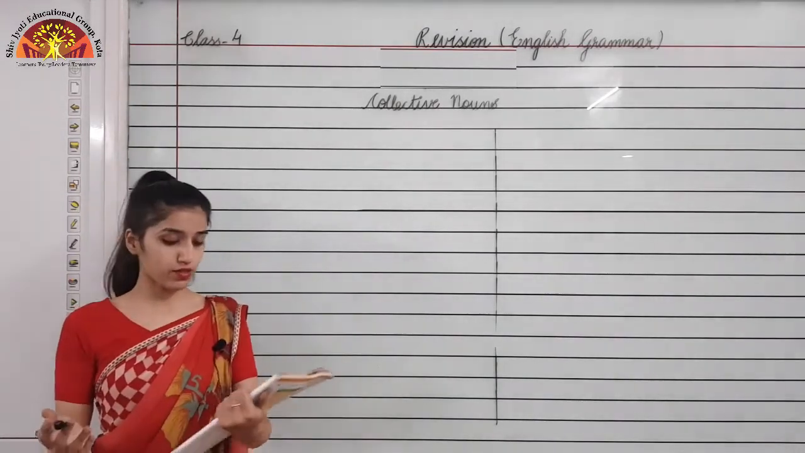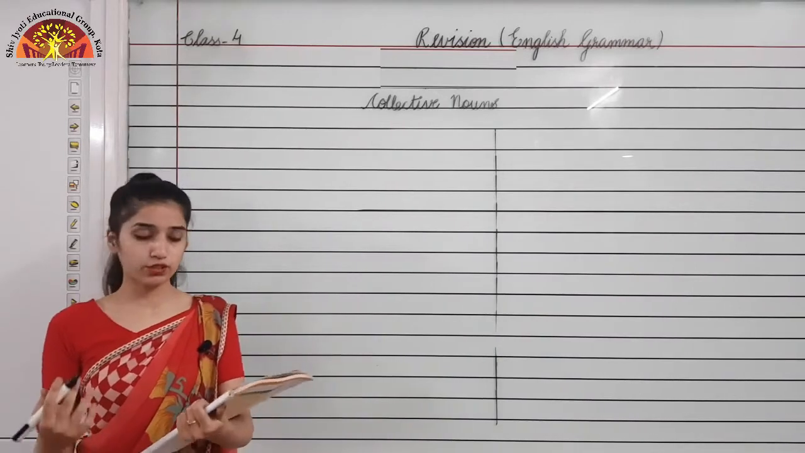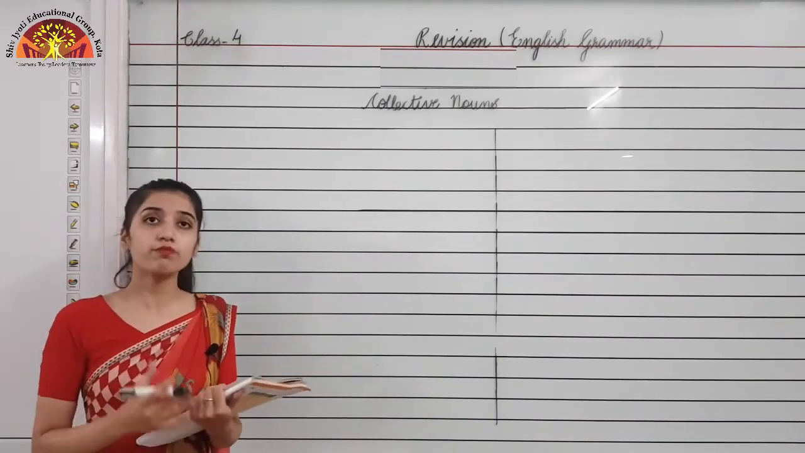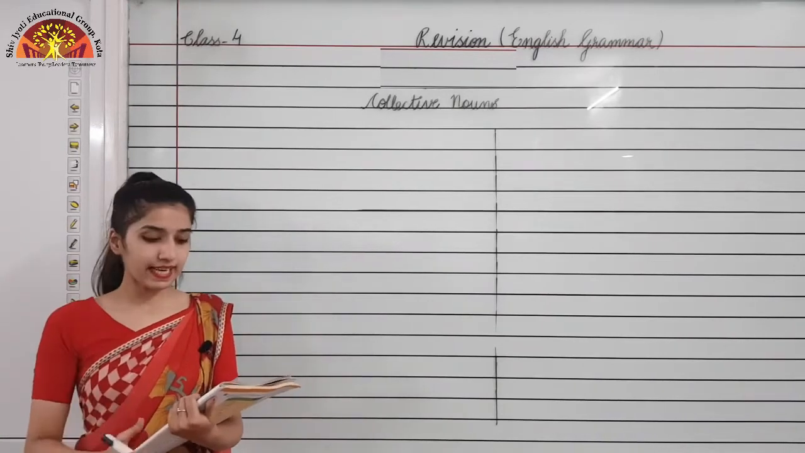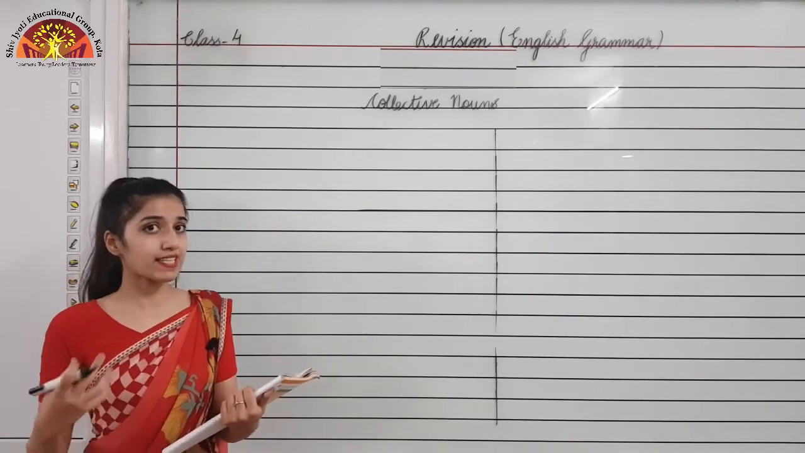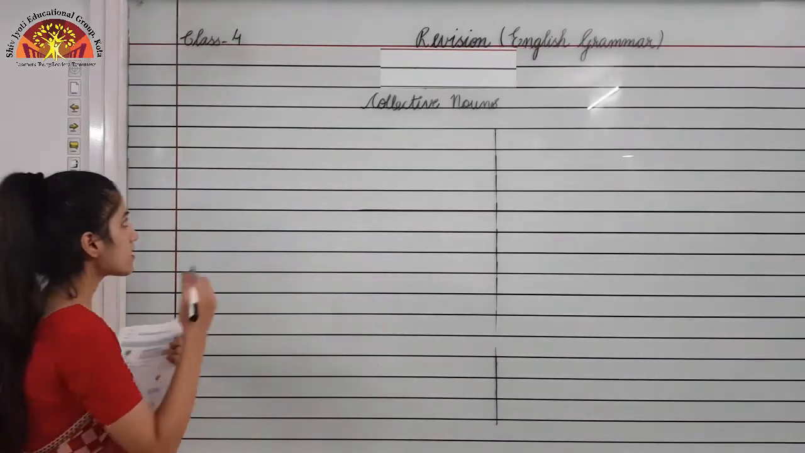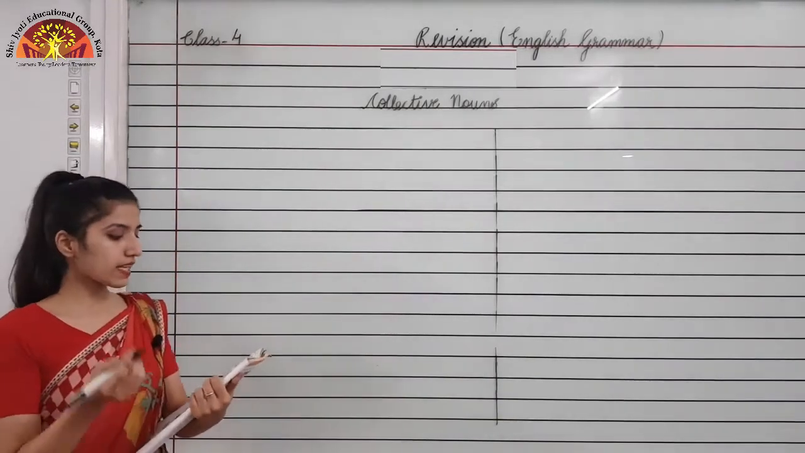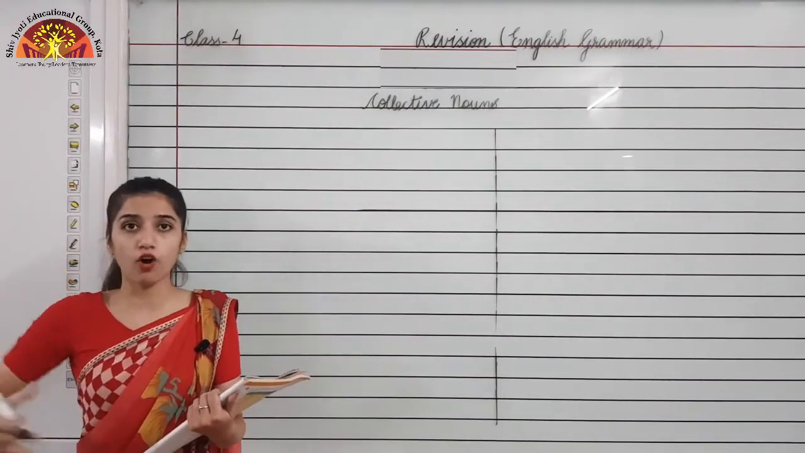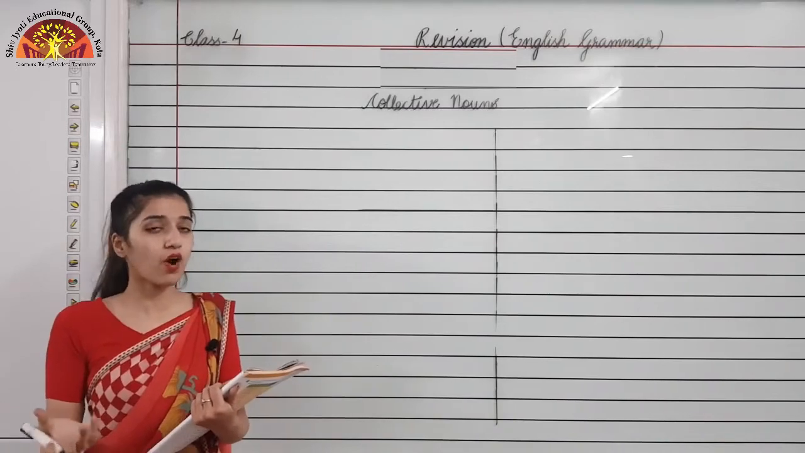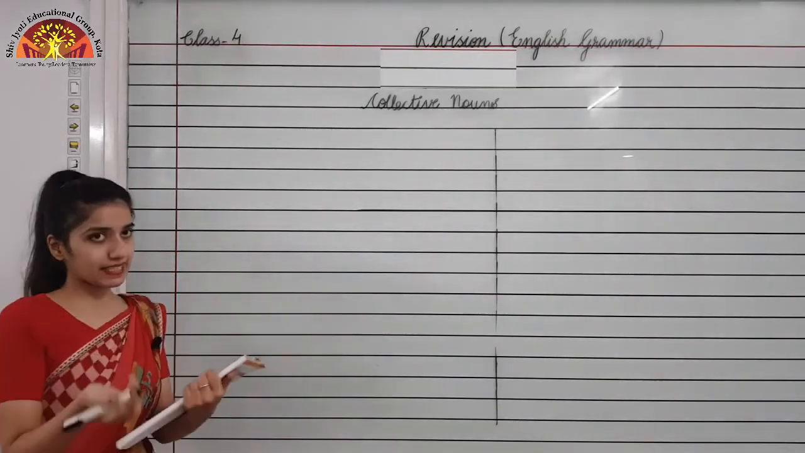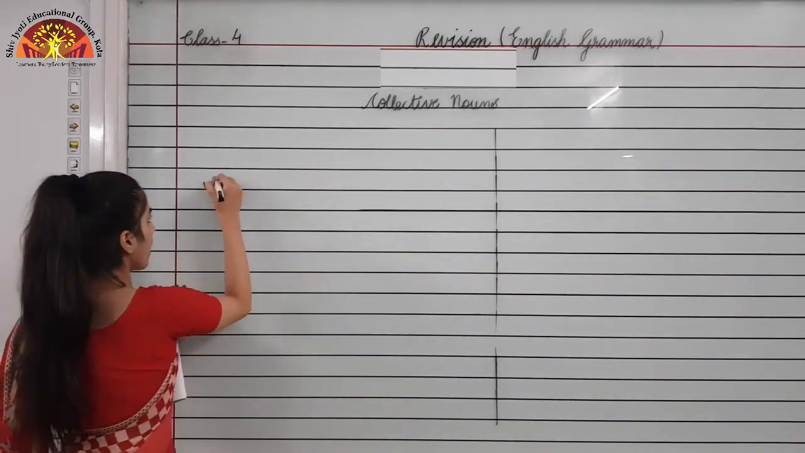In your book it is written on page number 10. Page number 10, you can see that a collective noun is the name given to a group of people, animals, things or things of the same kind and spoken of as one whole. So I can say it's the name given to a group of people, animal, place or thing of the same kind. Then that thing would be called a collective noun.